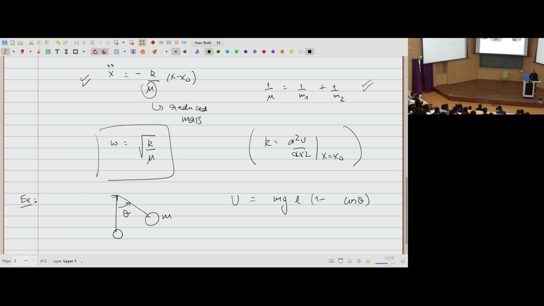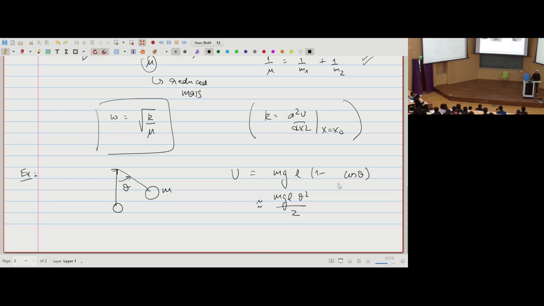The force is almost linear. So if theta is small, you can use the expansion of cos theta with only the first term. So this gives us mgl times theta squared by 2. 1 minus cos theta is 1 minus theta squared by 2, and so on, so the first term is theta squared by 2. We'll put an approximate sign here, because for small theta this is approximate. There are other terms, but they are so small that we have neglected them.